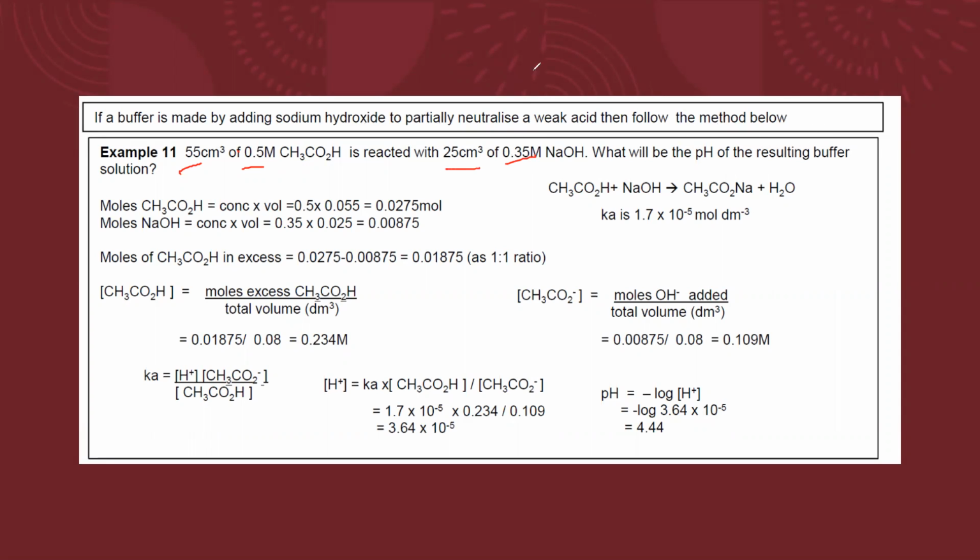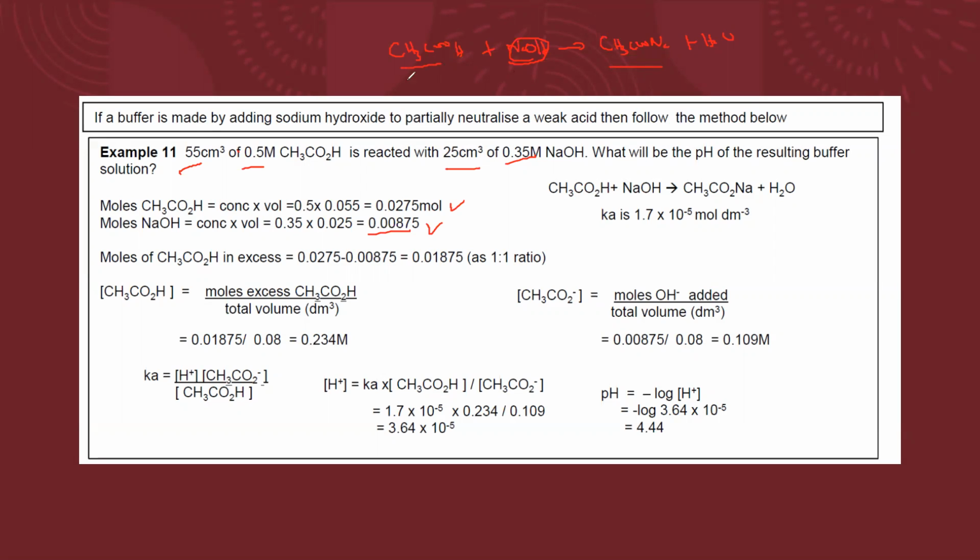When we work out the moles of ethanoic acid and sodium hydroxide, the ratio between them is 1:1. So you can see sodium hydroxide moles are limited. So sodium hydroxide is a limiting reagent. It will be used up completely. So you're left with ethanoic acid and you're left with sodium ethanoate.